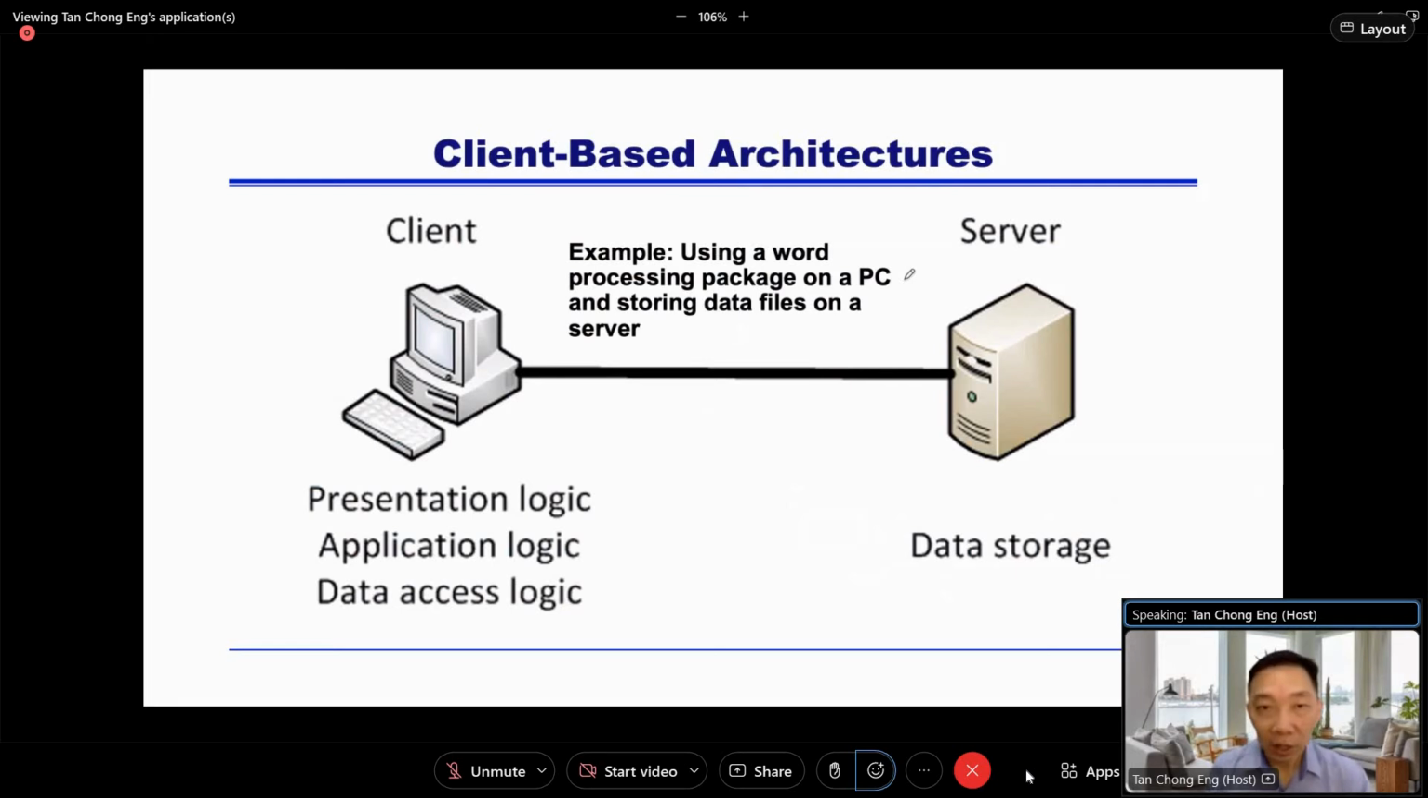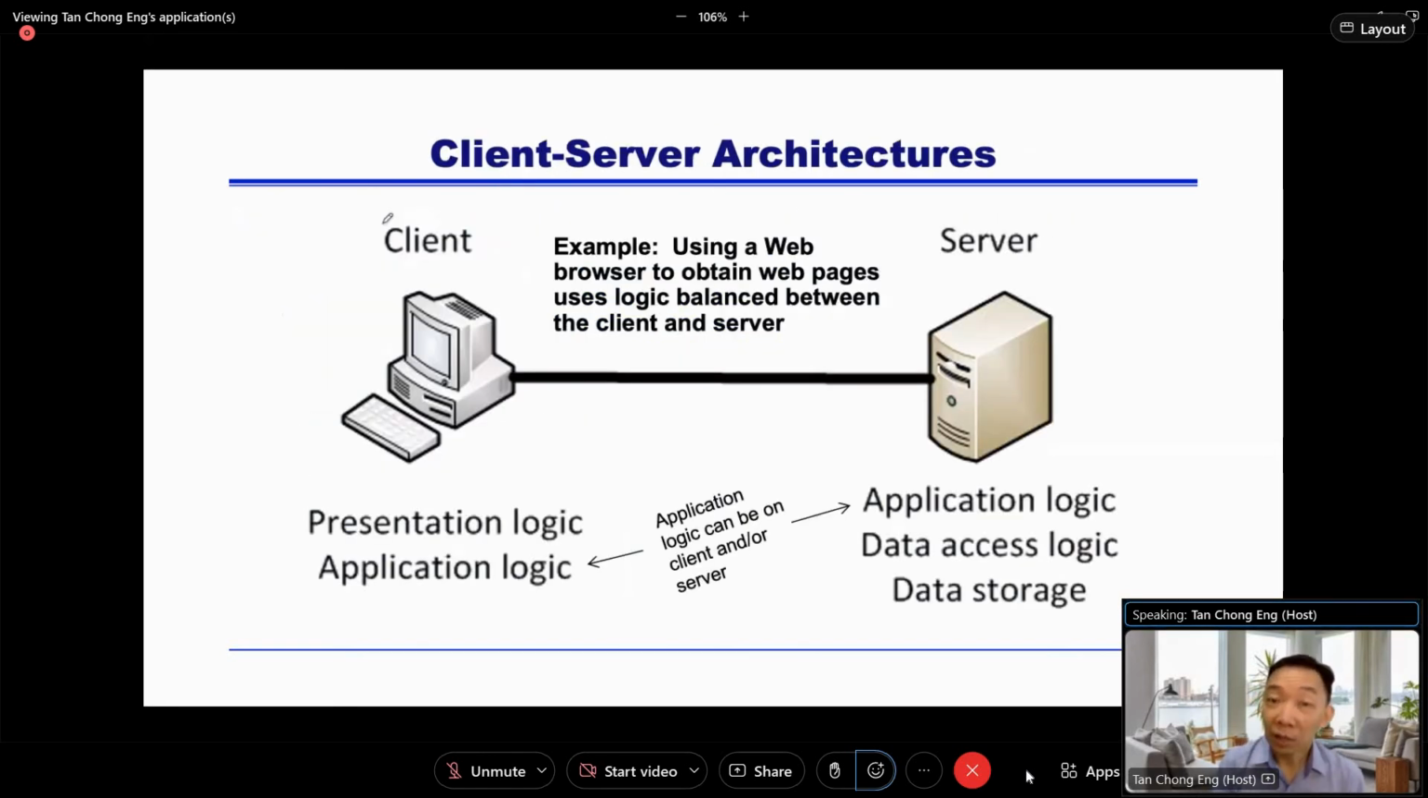So this is the client-based architecture. What I want you to see here is the name, client-based. The client is this guy. Most of the time in client-based architecture, the client performs all the presentation logic, application logic, and data access logic. Only the database is hosted in the server. Each of them comes with pros and cons. You need to be well aware of under what kind of situation you have to engage which type of architecture.